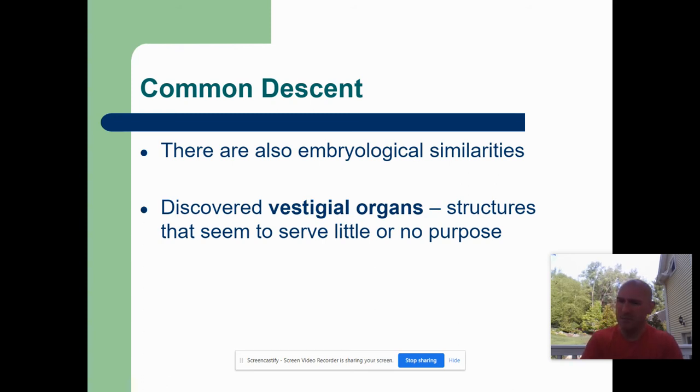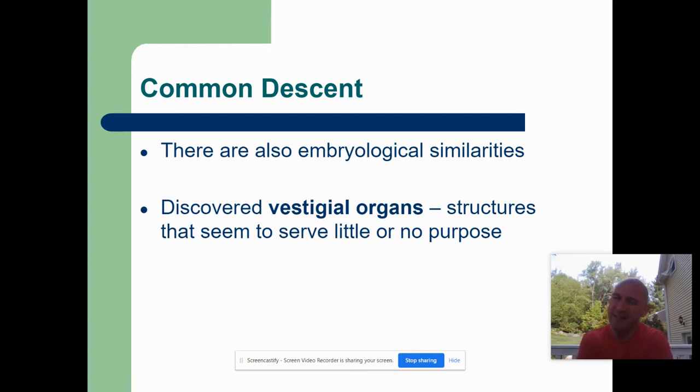We ate less plant-based material, less cellulose. So therefore, our appendix wasn't really used anymore. So it kind of got smaller and smaller over time. And now you just have this little remnant of an appendix that's left. We say it's vestigial because we think it doesn't serve any purpose anymore.